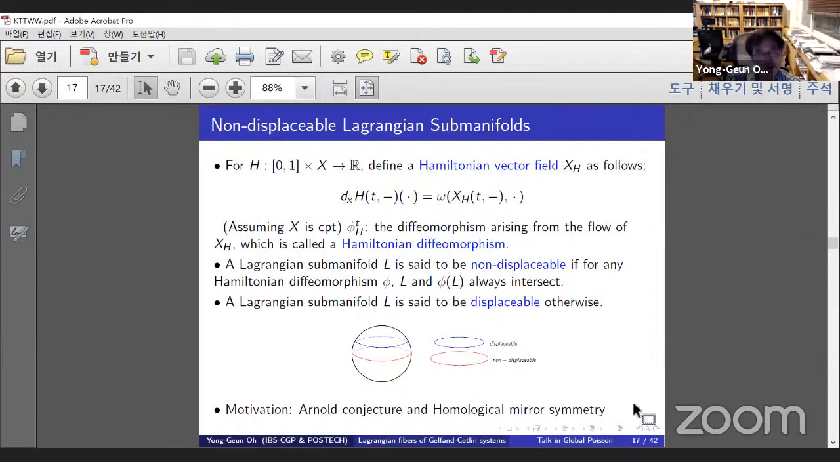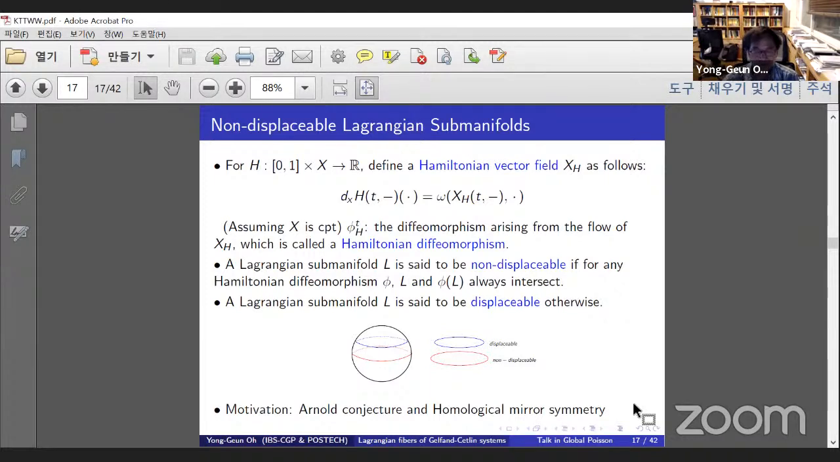Okay, so now let me go to the next section about non-displaceability of Lagrangian submanifolds. This is a standard definition, but just to set the conventions, my Hamiltonian vector field is defined in this way, not with the negative.